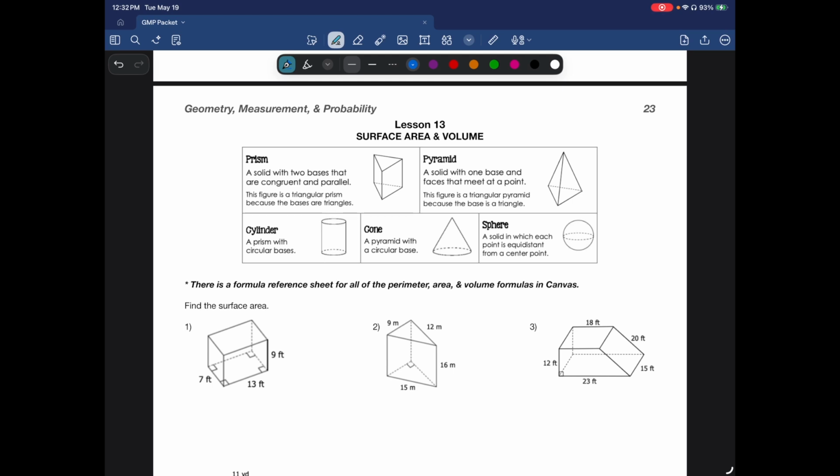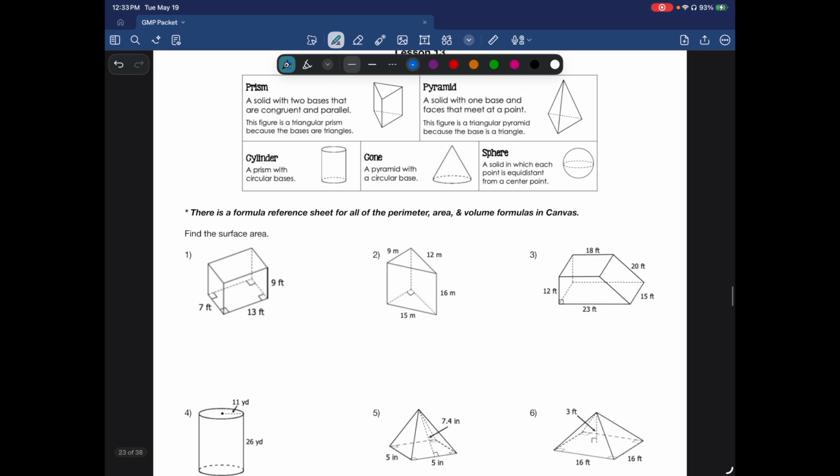Surface area is a little bit more complicated as far as the formulas go. Volume is really straightforward. So we're going to look at each type of shape, both the surface area and the volume. The formulas for all these are in Canvas, and there's just too many to put on here. So look at Canvas for a reference. They will be provided for you on your midterm and final, depending on where they are.